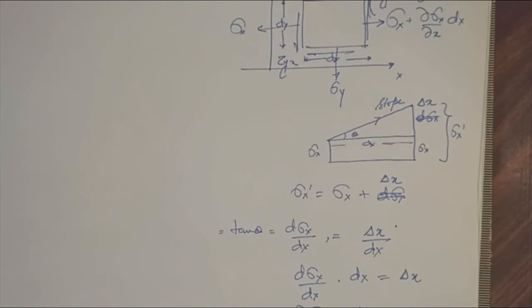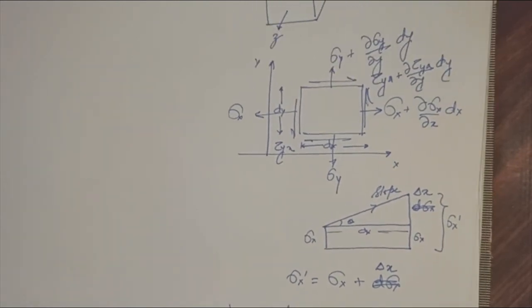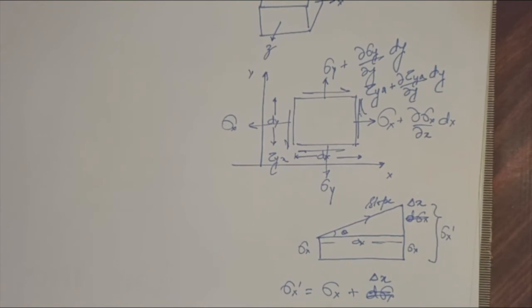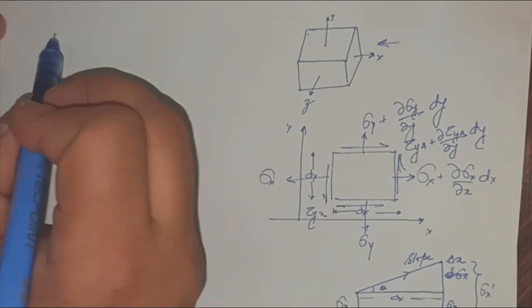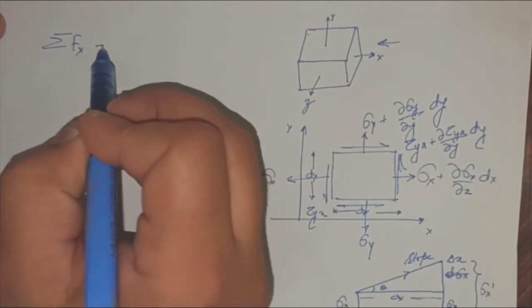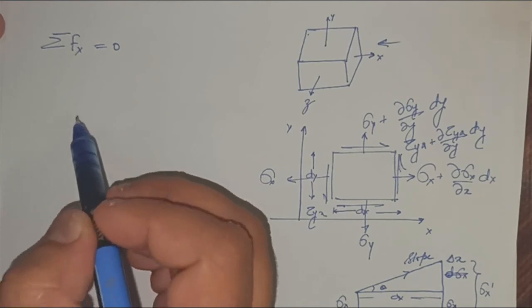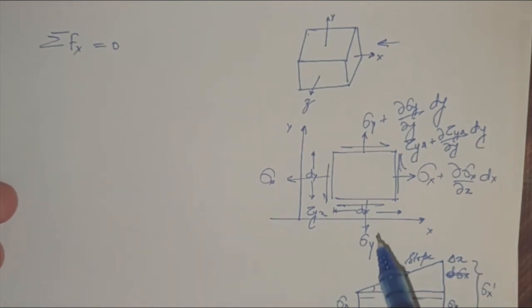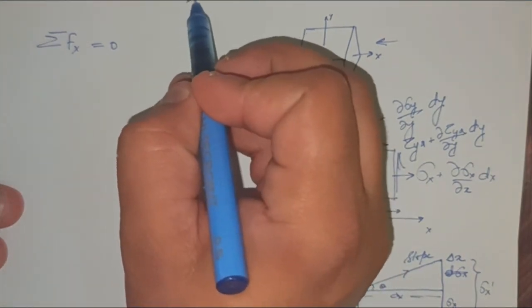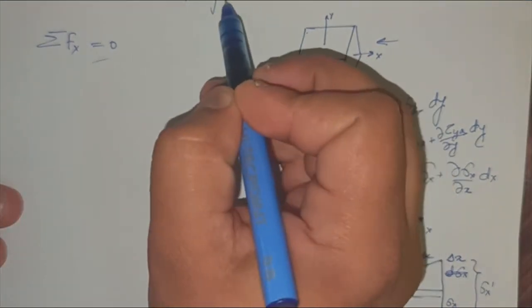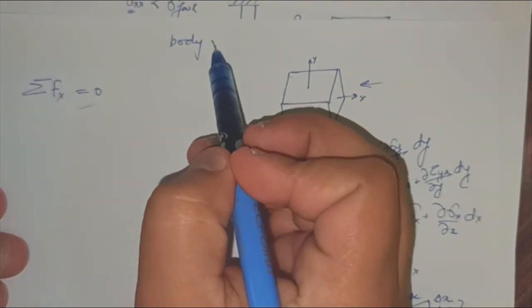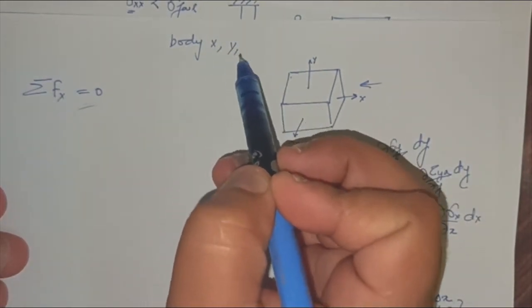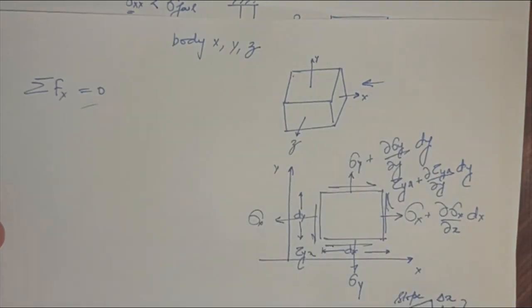So now you are going to use the principle of linear momentum here. Sum up all the forces in the x direction equal to 0. When you sum up all the forces in the x direction equal to 0, also consider a body force. Consider the body force while adding up. Consider X as a body force along the x direction, Y as a body force along the y direction, Z as a body force along the z direction.